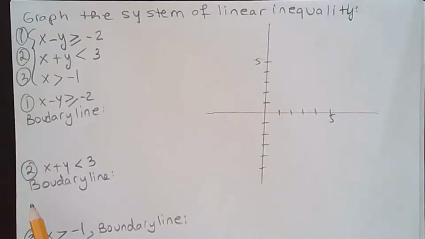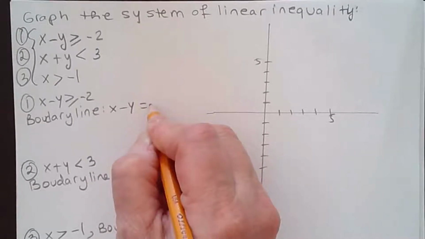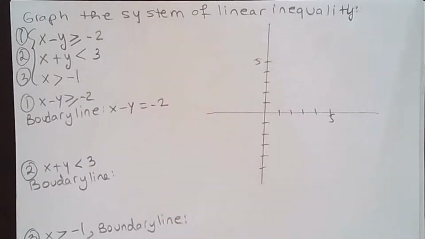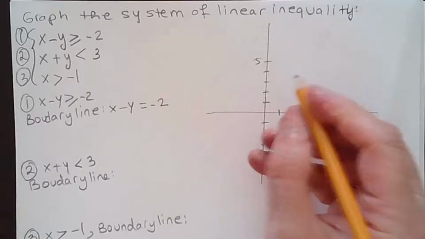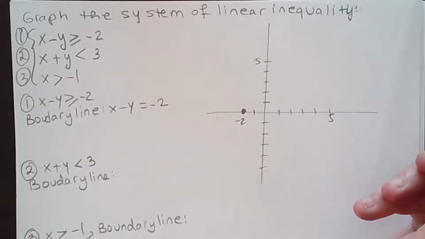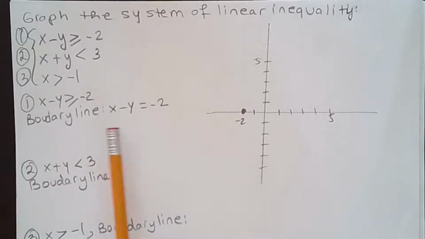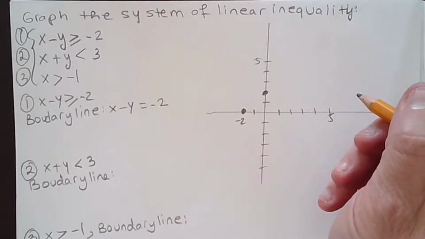Now the boundary line, we need to write the boundary line. We replace the inequality with the equal sign: x minus y equal to -2. You may, if you want to, write the boundary line in slope-intercept form, but you don't really need to. You can plot points easily. When y is 0, x is -2. And when x is 0, y is 2. The negative and the negative cancel. So these two points are on the boundary line.